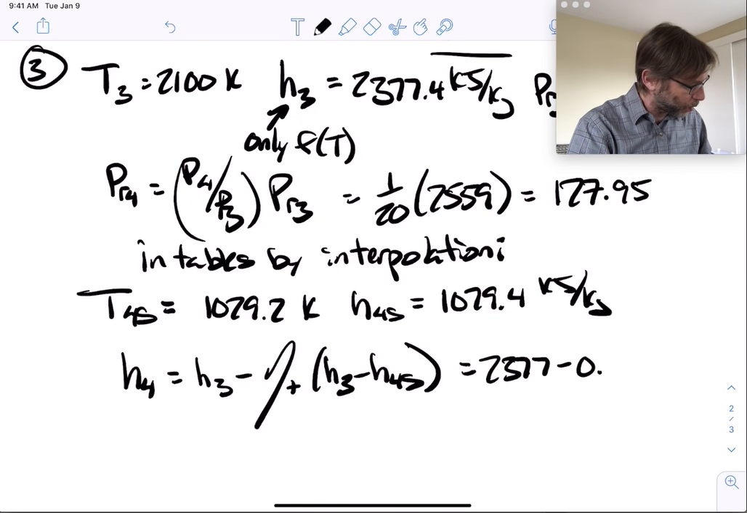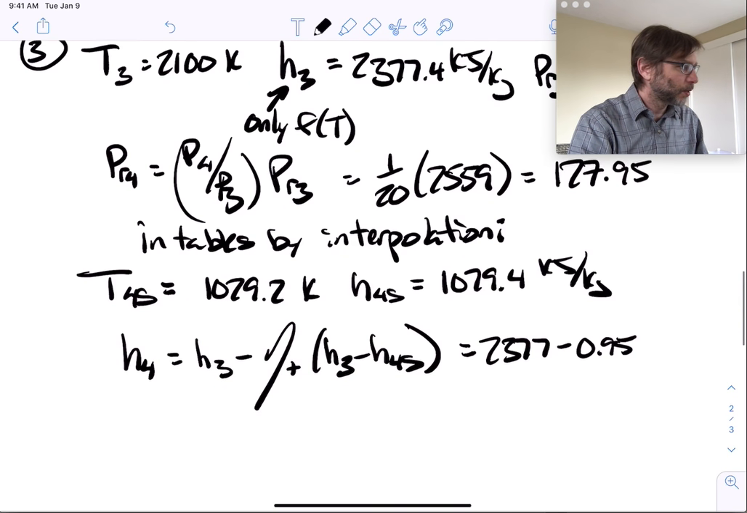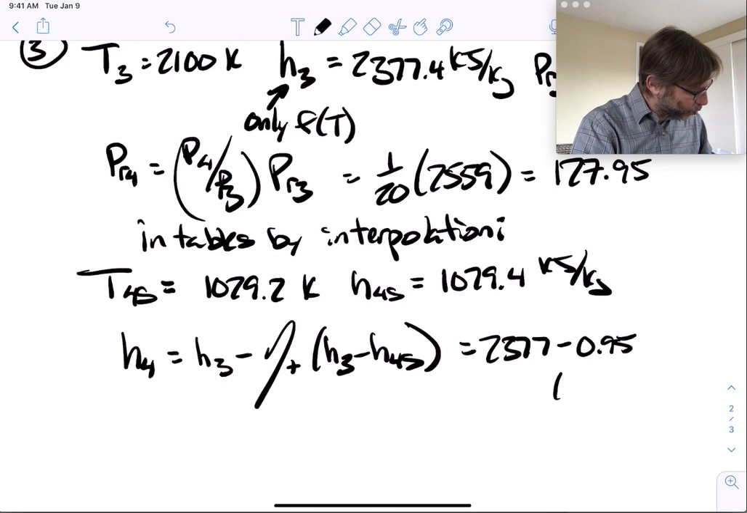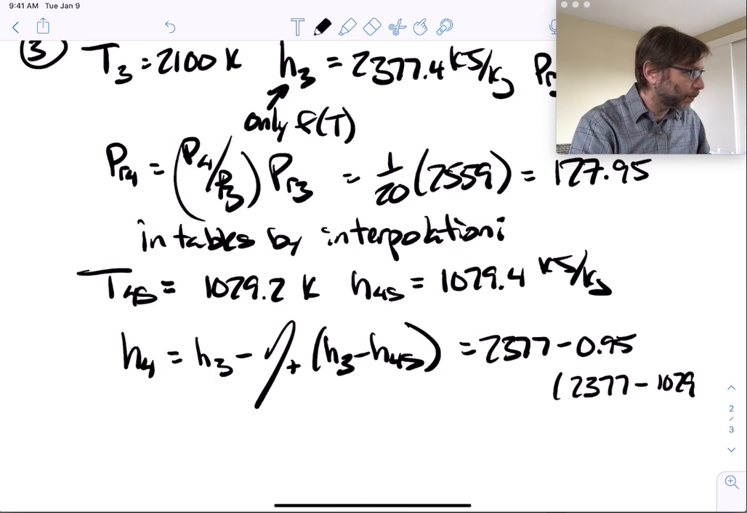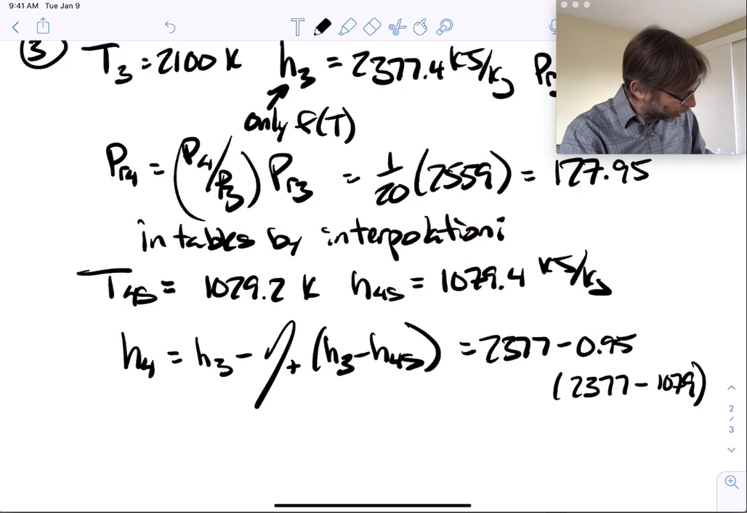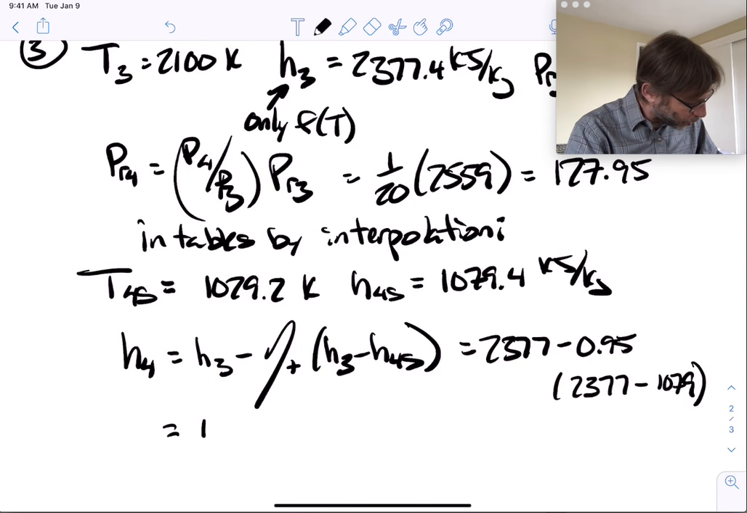2377 minus 0.95, which I believe is what it is, right? Yeah. Times 2377 minus, what do we have? H4S is 1029, right? 1029, or is it 1079? My handwriting is not so good. Where is it here? 1079. So that's 1079. Okay, and so this gives us H4 is equal to 1144.3 kilojoules per kilogram.